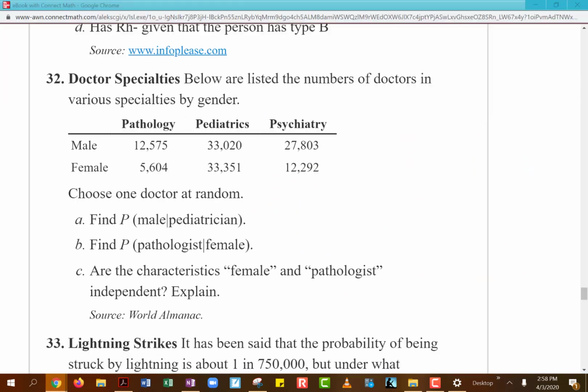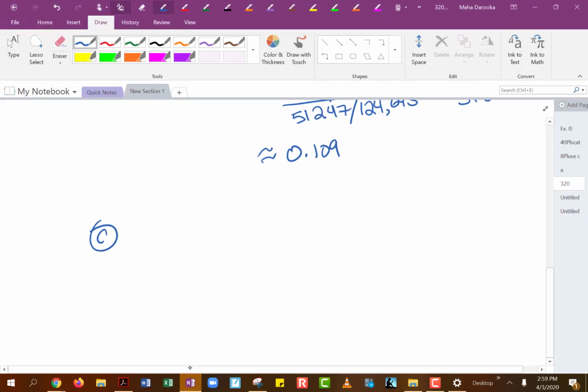And let me show you that question one more time. So they are saying, are the characteristics female and pathologist independent? So even if you just look at the table, you can see, and we just did this in part B also, that female and pathology have this overlap, right? So you have female doctors who are also in pathology.